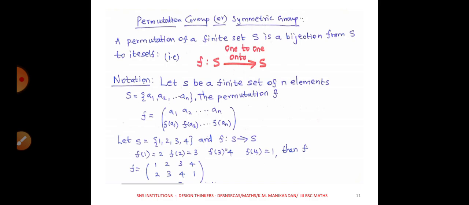Let S be the set consisting of 4 elements 1, 2, 3, 4, and F a mapping defined from S to S, where F of 1 equals 2, F of 2 equals 3, F of 3 equals 4 and F of 4 equals 1. Then the permutation F can be written with the domain elements and the corresponding codomain elements written against them: 1 mapped to 2, 2 mapped to 3, 3 mapped to 4 and 4 mapped to 1.